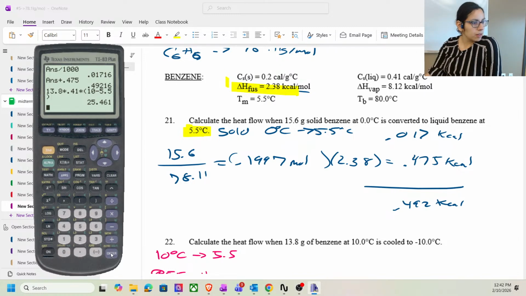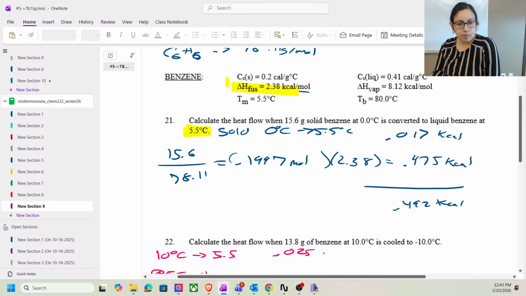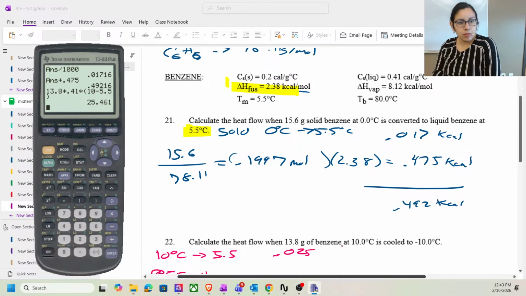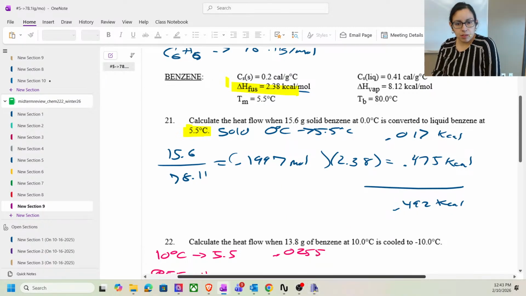So just sketching it out here. Doing the first part, taking from 10, cooling it to our melting point of 5.5. So I got 0.025 kcals. Again, just make sure to double check my numbers.